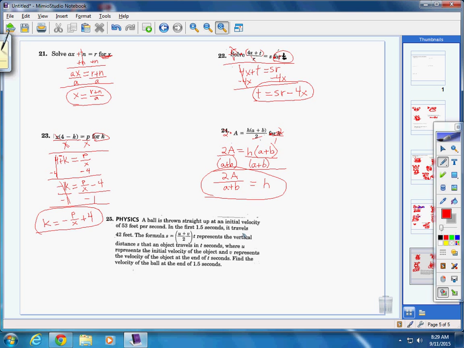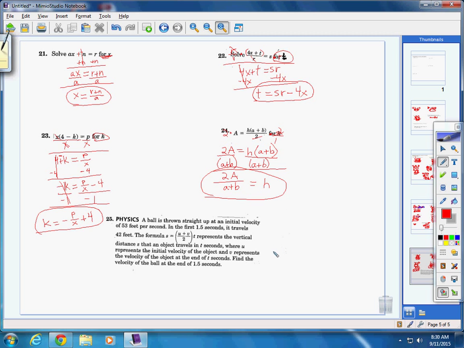And lastly, we are on to 25. It says this. A ball is thrown straight up at an initial velocity of 53 feet per second. In the first 1.5 seconds, it travels 42 feet. The formula S equals u plus v over 2 times t represents the vertical distance s that an object travels in t seconds, where u represents the initial velocity of the object and v represents the velocity of the object at the end of this many seconds, t seconds. Find the velocity of the ball at the end of 1.5 seconds.